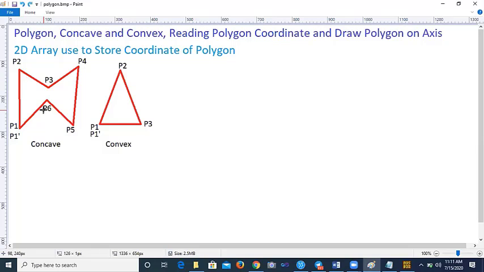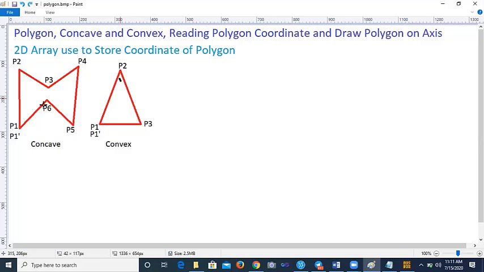Here again, suppose I consider only 2 points. This is my first point and this is my second point, and then I join this line. So these are the 2 points inside the polygon, and then I join these 2 points. The entire line is inside the polygon. So that becomes a convex polygon.